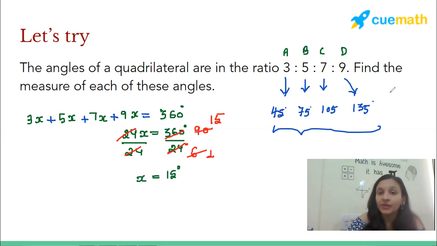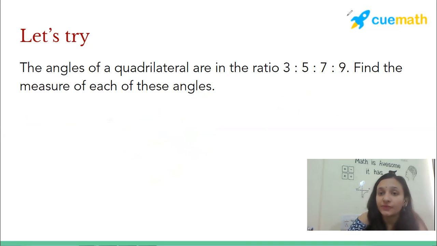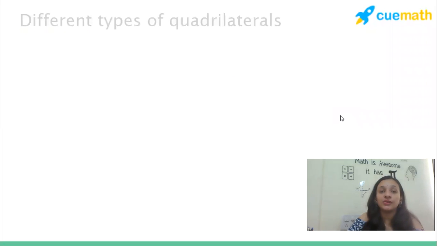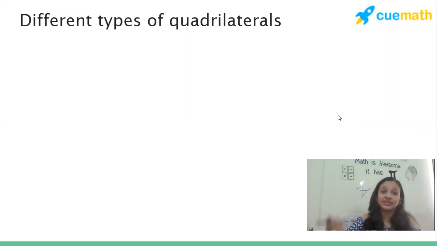Okay, so with this we will go on to the next part, which is different types of quadrilaterals. We have learned a very basic quadrilateral, which was the very basic of it. Now it's fun and interesting to know more about quadrilaterals and different types of quadrilaterals. So each quadrilateral will have its own unique property, which is what differentiates it from the other types of quadrilaterals.